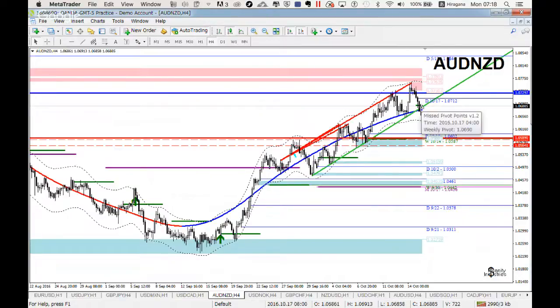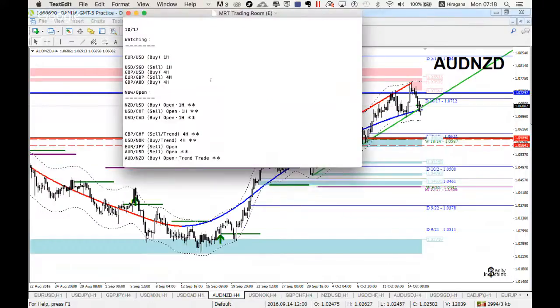But if it can bounce off this area back up and make a higher high, then I'll know the trend is intact and it's going to move higher. So that's what I'm doing currently on this particular trade. Aussie Newsy buy, trend trade still open for me, with the option to take profit in that it's given us a valid reversal signal.